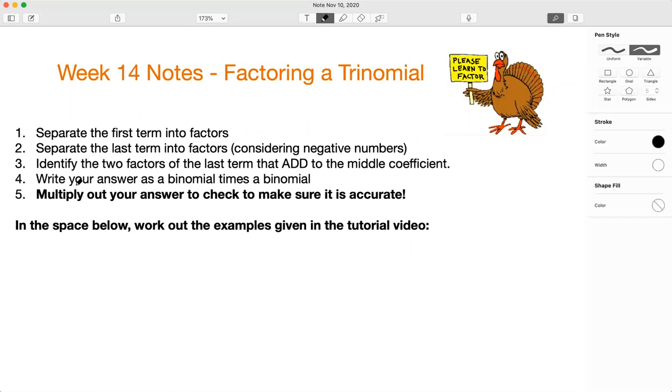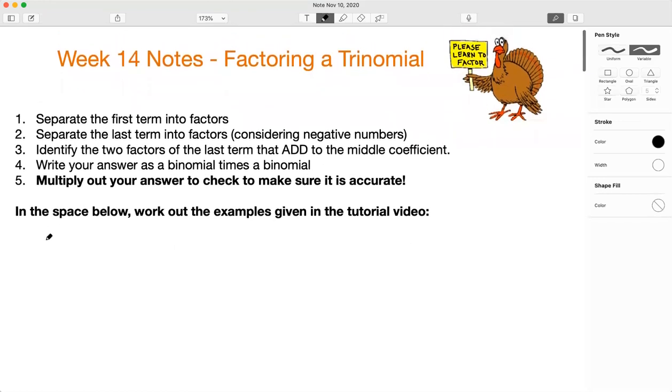But I'm just going to first start with an example and then walk through the steps. But if you want to write down those steps real fast, please do.